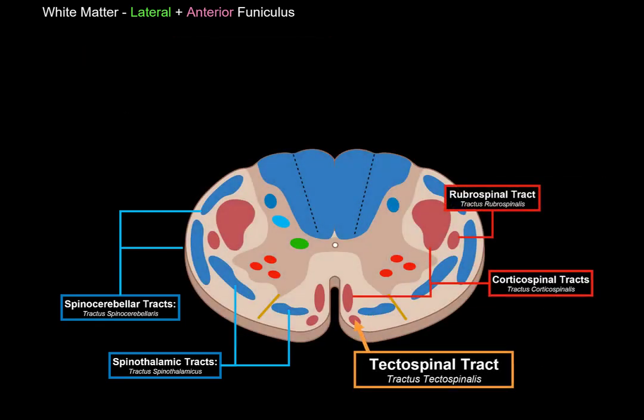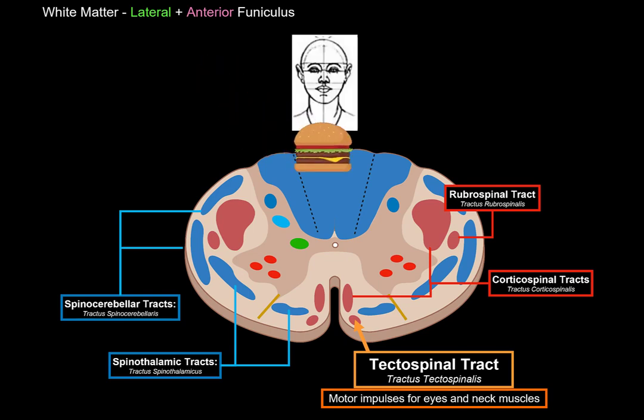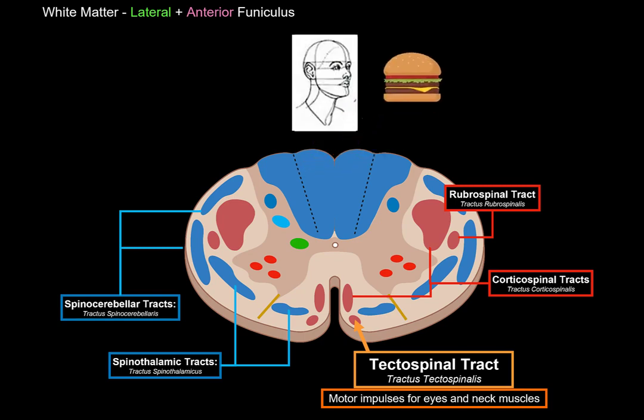The next tract is the tectospinal tract, located in the anterior funiculus. It transmits motor impulses for the eyes and neck muscles, meaning they coordinate the eyes and the neck muscles when you look at something. So imagine you're looking at a hamburger. You're looking at it and you keep looking at it as it passes you, and your neck muscles follow your eyes. That is what the tectospinal tract is responsible for.